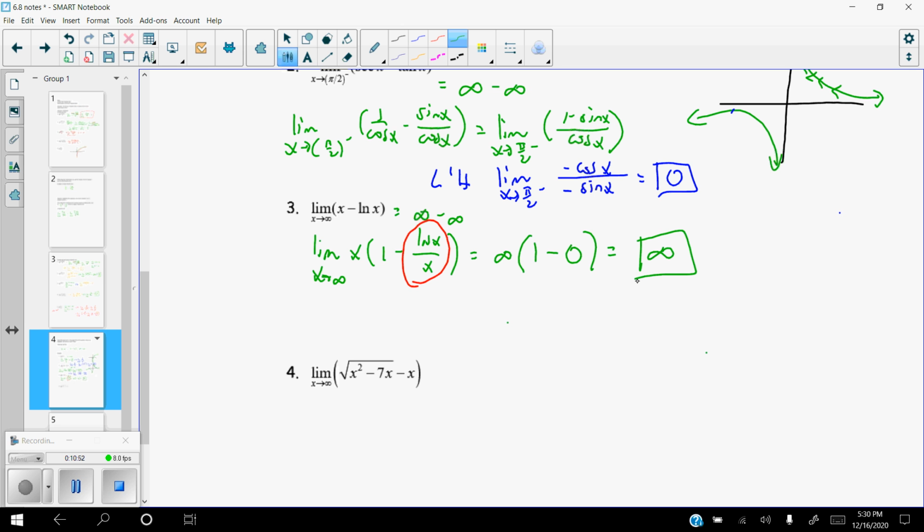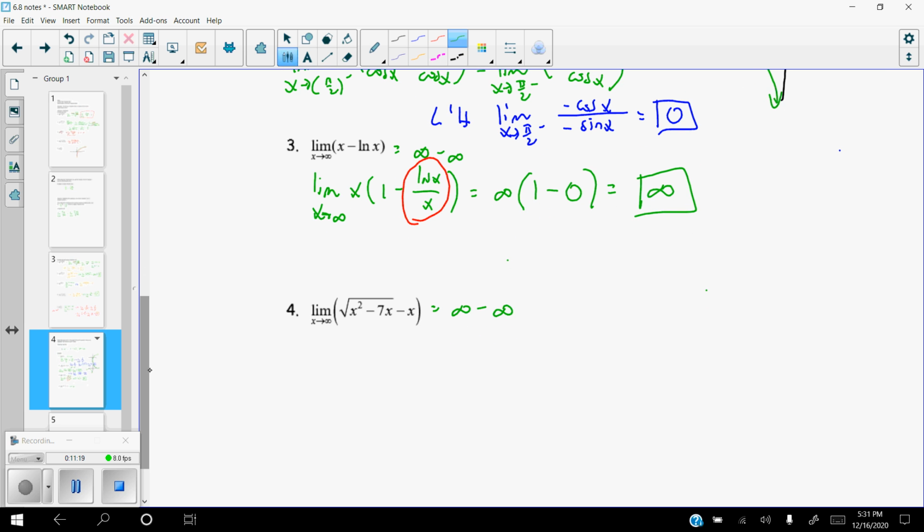All right, and then our last problem, number 4, once again, if I were to plug in infinity for all the x's, you would get the square root of some kind of infinity squared, which is some other form of infinity minus another infinity. So once again, we would get an infinity minus infinity. Okay, this one's a little bit trickier. You definitely have to do a bit more work here.